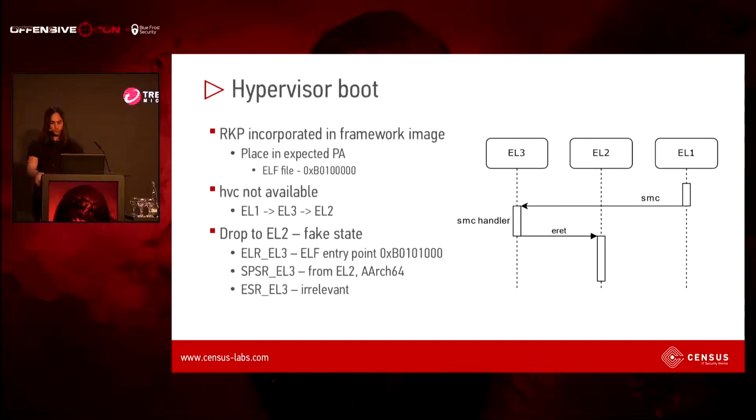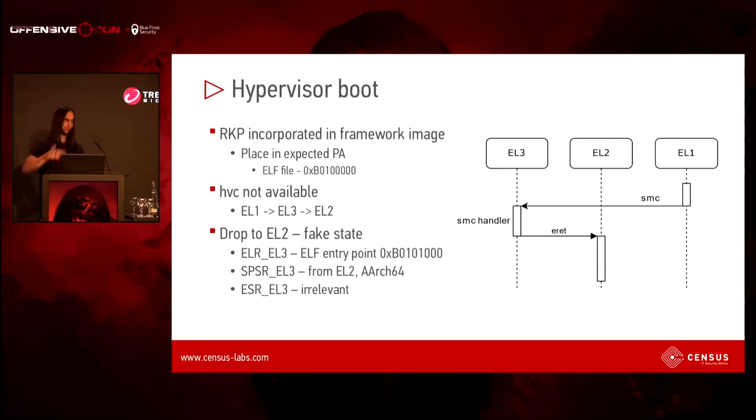The hypervisor in a framework is incorporated in the framework image, so it must be placed in its expected physical address. RKP is an ELF file, so we can easily figure out the physical address by reading the ELF header. Since HVC is not available yet, RKP has not been initialized, so we cannot invoke HVC directly.